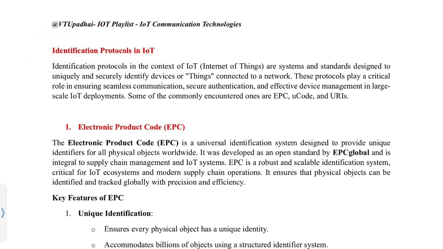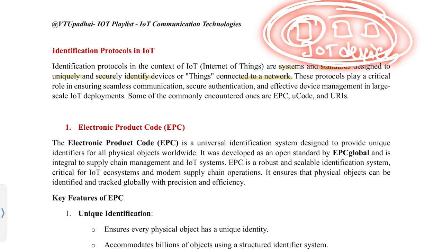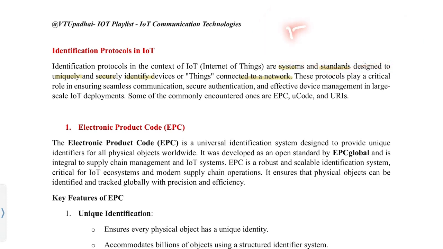Firstly, we'll discuss identification protocols in IoT. Identification protocols are systems or standards designed to uniquely and securely identify the devices which are connected over a network. When you're working on an IoT deployment in a particular network, it is very important to identify these devices, and along with that also perform various operations on them. So for that we'll be making use of these protocols. These protocols will help us establish seamless communication, secure authentication, and effective device management in large scale IoT deployments. So basically we'll be discussing these three protocols.